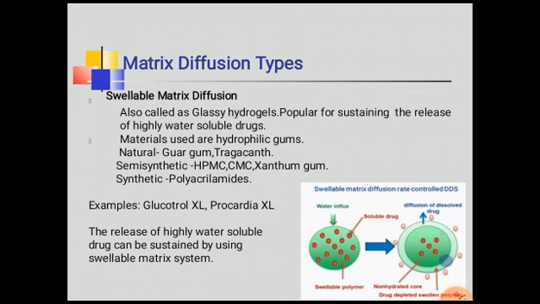The materials used are hydrophilic gums, such as natural polymers like guar gum and tragacanth, semi-synthetic polymers like HPMC, CMC, xanthan gum, and synthetic polymers like polyacrylamides. These all have hydrophilic nature. Examples for this system are Glucotrol XL and Procordia XL. The release of highly water soluble drug can be sustained by using the soluble matrix system.